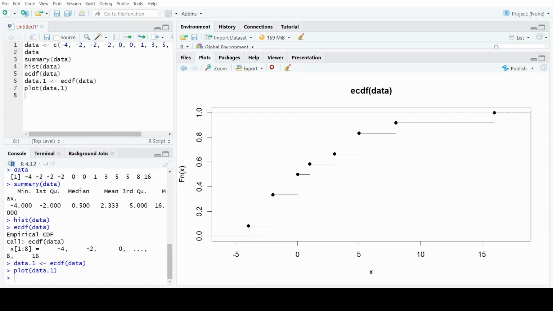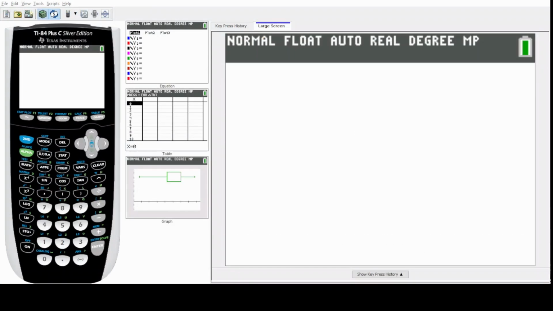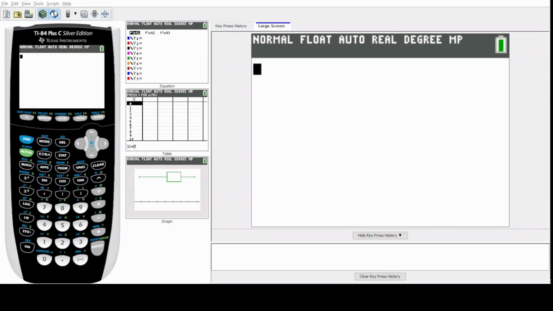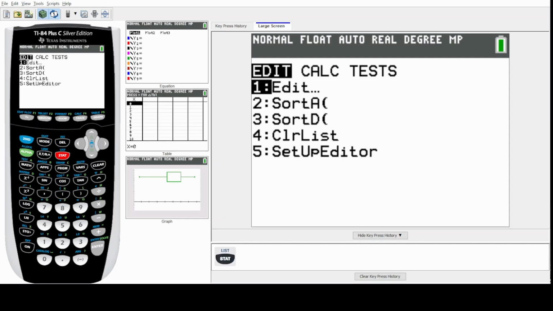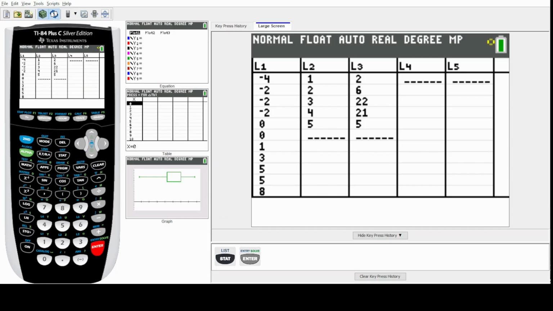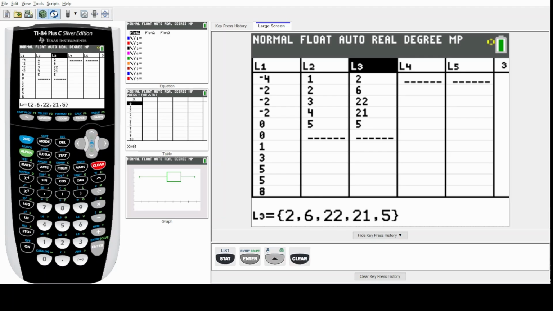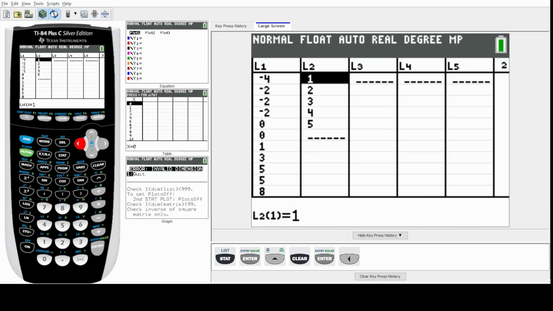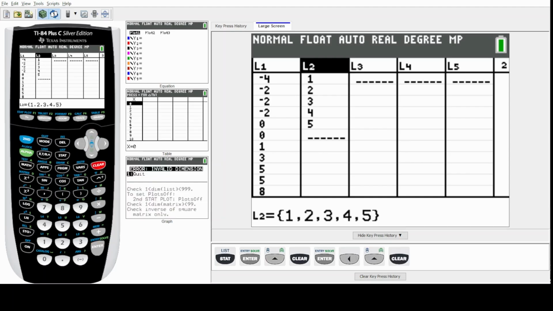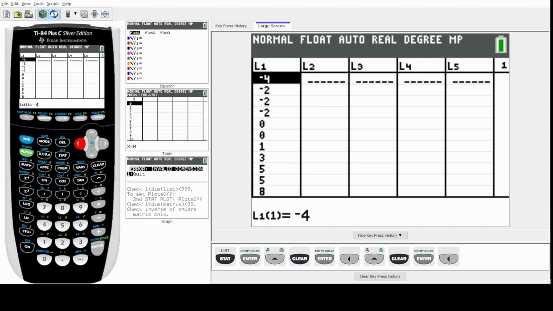Now let's take a quick look at how to do that in your GDC. First of all, I need to enter the data. So I'm going to go Stat, Edit, and I'm going to pick one of my lists to use. I can see now that this is old data. So actually I'm going to get rid of this here. I'm going to go up to L3 and hit clear and then enter. And I'm going to come up to L1 and hit clear and then enter. And then you can see that I already have this data in L1. So that's just fine. So I'm going to go second quit and exit.